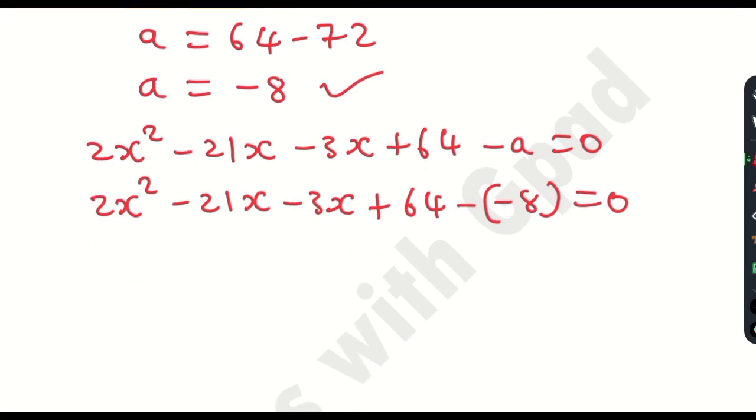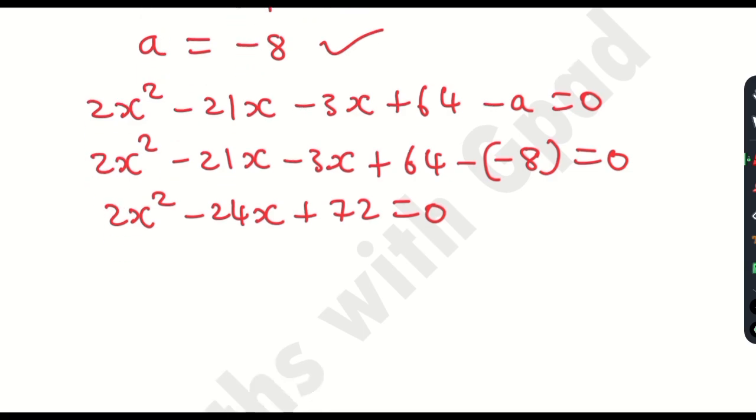Now moving on, let me just simplify this. That would be 2x squared minus 21x minus 3x is minus 24x. We did that before. And then 64 minus negative 8, that would be what? 64 plus 8. 64 plus 8 is what? 72. That's plus 72 is equal to 0. Since we want to get the value of x, we need to factorize this and then get the value of x from there. So let's think of two factors.